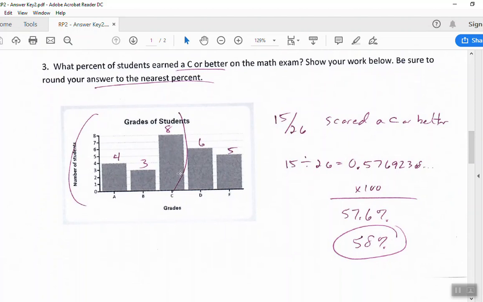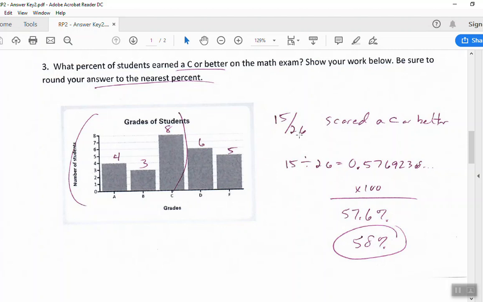Okay. The third one here, you had to figure out the percentage of students that earned a C or better. So the first thing I did here was I kind of looked at how many students we're talking about total. So I kind of looked, and there's 4 here, 3 here, 8, and 6, and 5. So I added all those up because that number of students is extremely important. You got to have that 26. That's what they add up to.